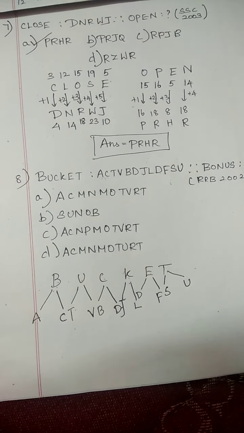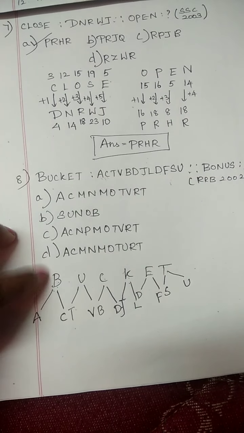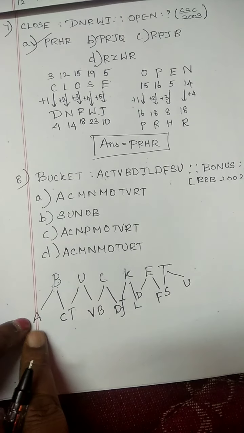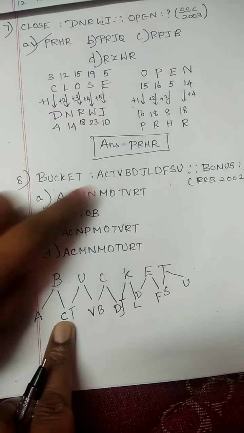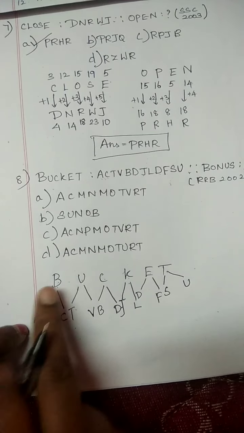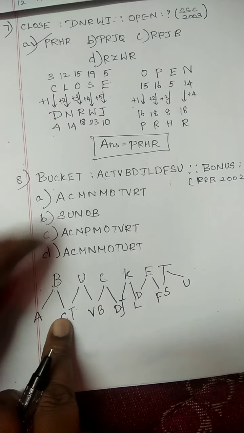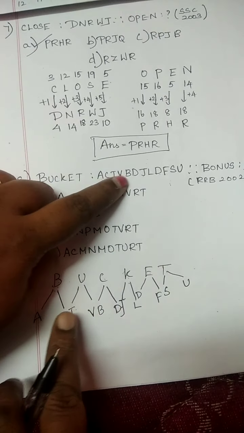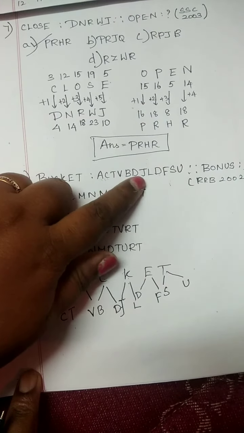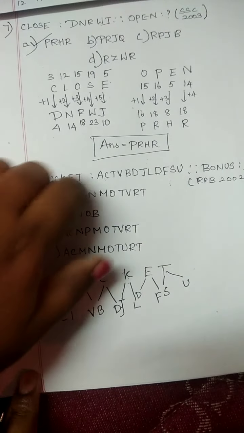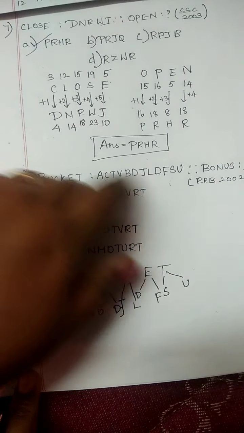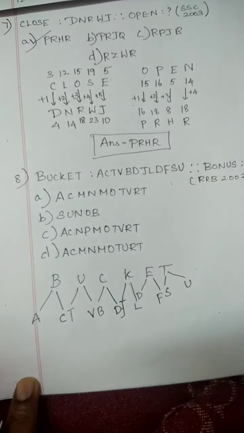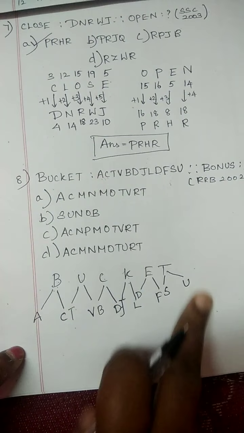So there's a clue behind this. Write down the bucket and then compare with the answer A, B, C. So AC: B is between AC, and then U is between TV, and then C is between BD, K is between JL, and E is between DF, and then T is between S and U. So this is the clue I have written here.